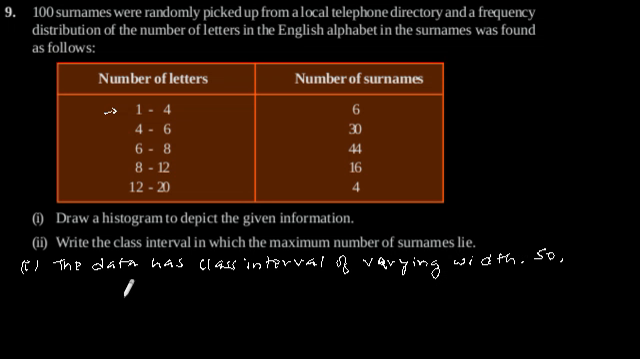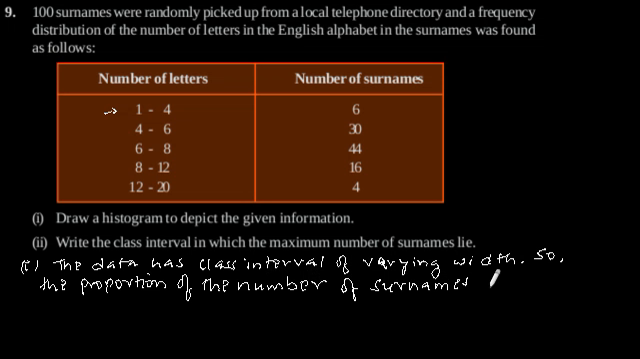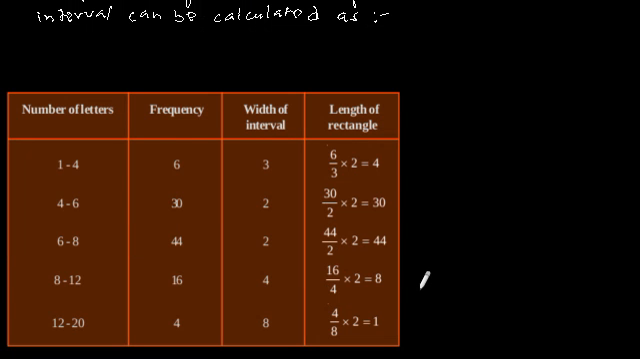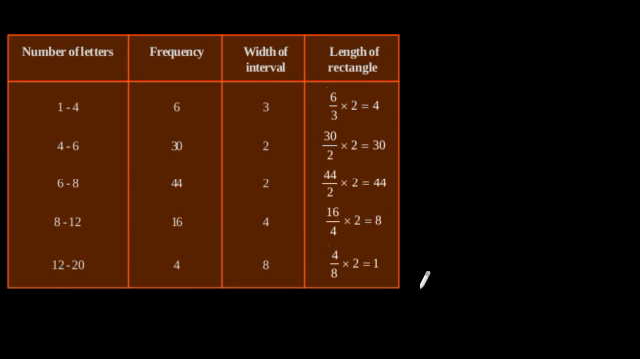So the proportion of the number of surnames per two letters interval can be calculated like this. This is our new table.